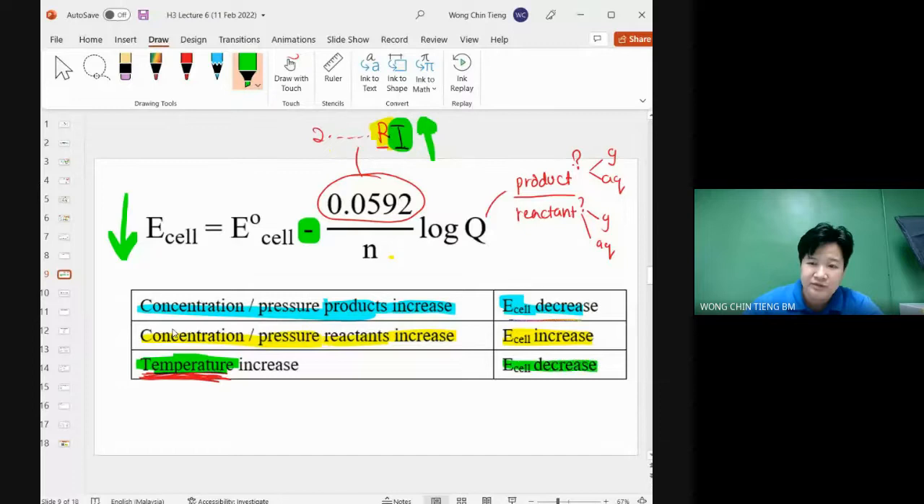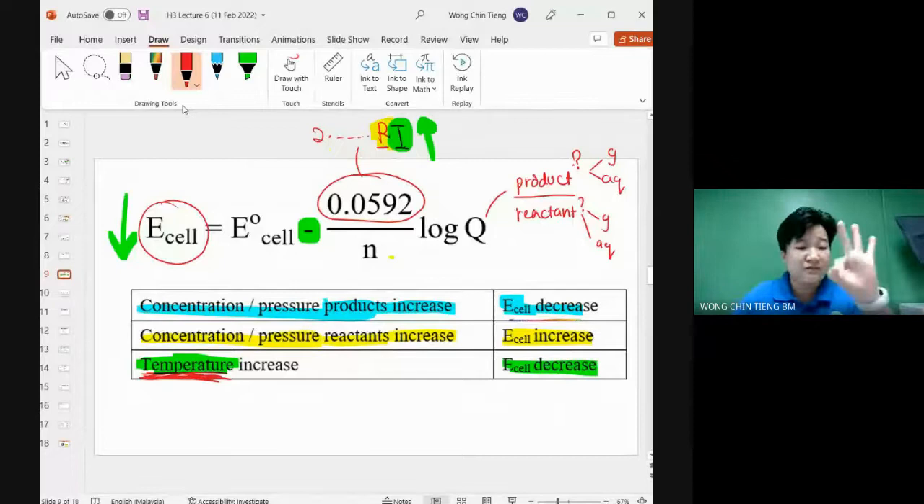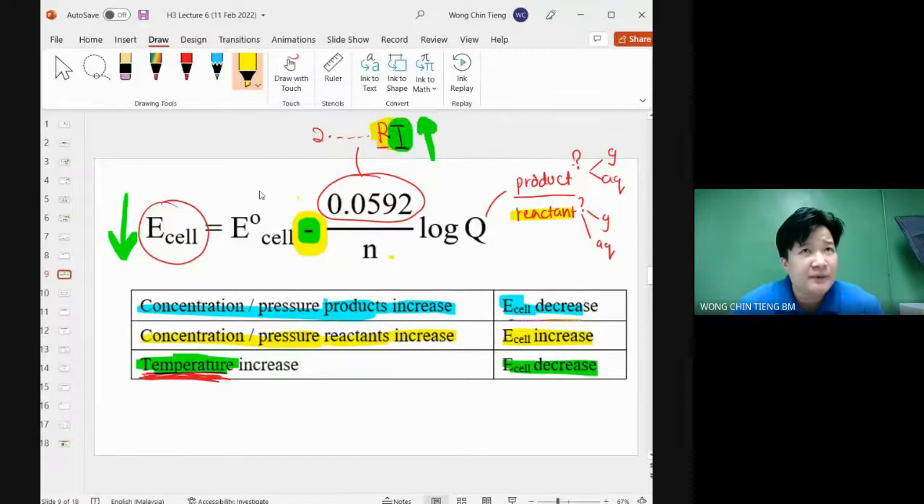So your E cell will only be affected, in our syllabus, by three factors: concentration, pressure, and temperature. Concentration and pressure apply to both product and reactant. Be careful when you look at whether it is directly or inversely proportional because of the minus in front. What was directly becomes inversely, and what was inversely becomes directly. This is a favorite question, and they rarely ask you to explain. Usually they ask what happens when the concentration of the product increases, so you just say whether it increases or decreases. Very simple. All right, any questions? Exactly 30 minutes. Any questions for this one before we go into the electrolytic cell?